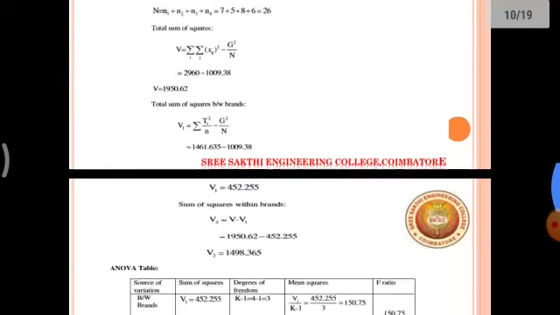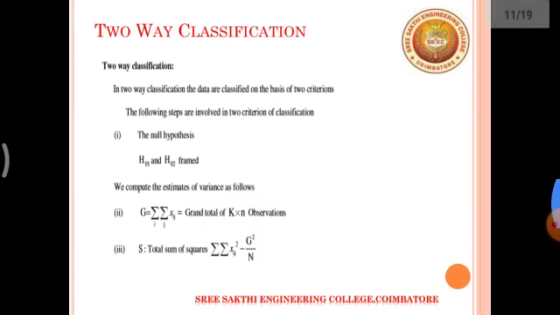Okay, we will move to the next topic, that is two-way classification. In two-way classification, the data are classified on the basis of two criteria. The following are involved in the two criteria of classification: the null hypothesis and the alternative hypothesis. The same formulas from the one-way classification method can be used. No, there is no change. One more formula is added, that is SSR, the sum of squares for rows, between rows. That is the only formula we add.